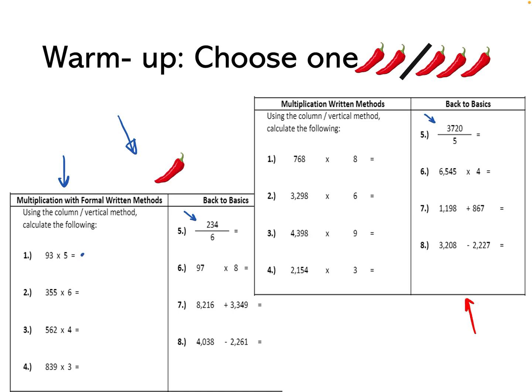Pause the video because I'm about to go through the answers. So for this first one, we've got 465, then we've got 2,130, then we've got 2,248, 2,517, well done if you got those, 39,776, 11,565, 1,777.